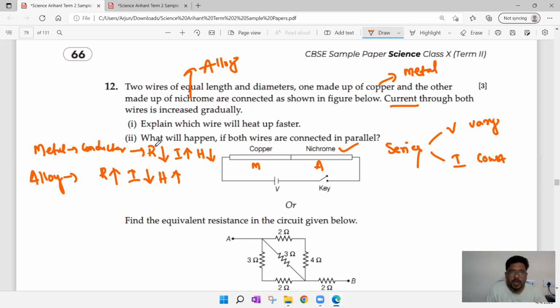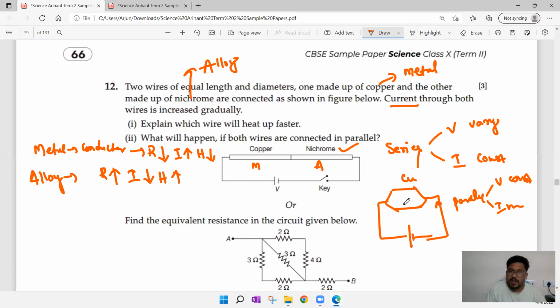Well, coming to 2, what will happen if both wires are connected in parallel? You see, this is copper, this is nichrome. When connected in parallel, what happens, they are asking. So in a parallel circuit, we know voltage will be constant and current will vary. Current is passed through copper and through nichrome. How much current is needed, that much only will pass. Now in this condition, copper will pass a huge amount of current.